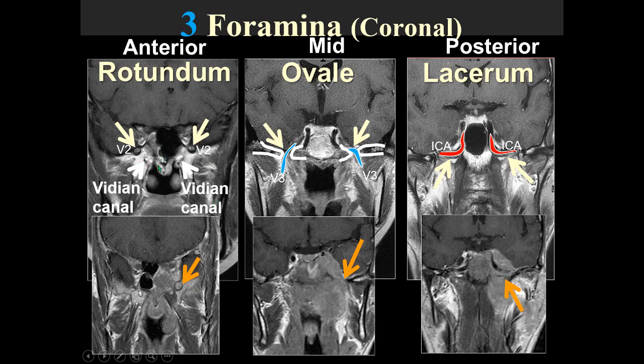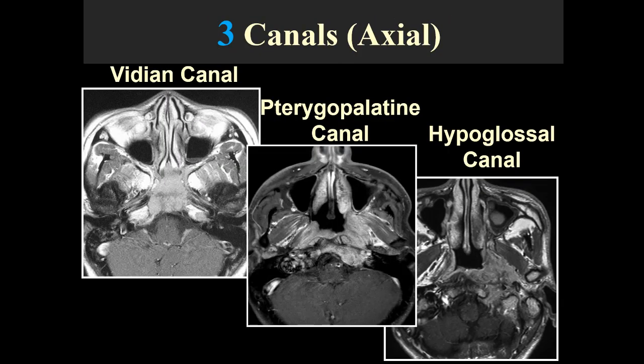If we go back onto this anterior view, you can also see the Vidian canal. And on here you can see it's invaded. So the Vidian canal is very nice to check on the coronal. After that you can go to the axial, so 3 canals. We've looked at 3 foramina, now we're looking at 3 canals.